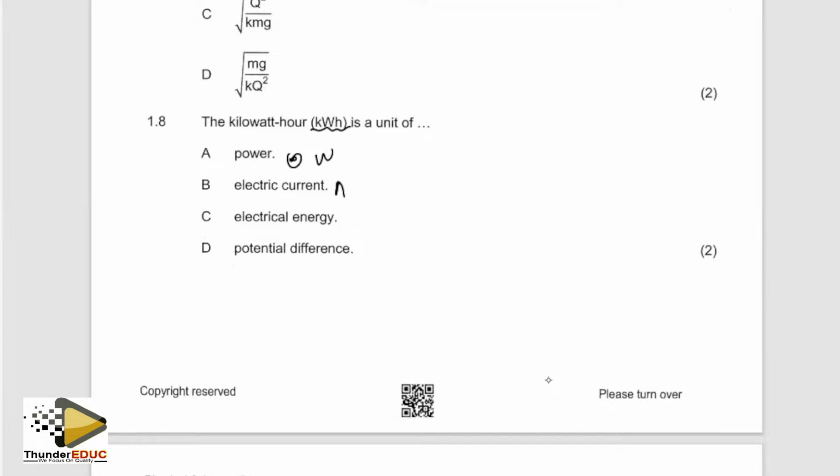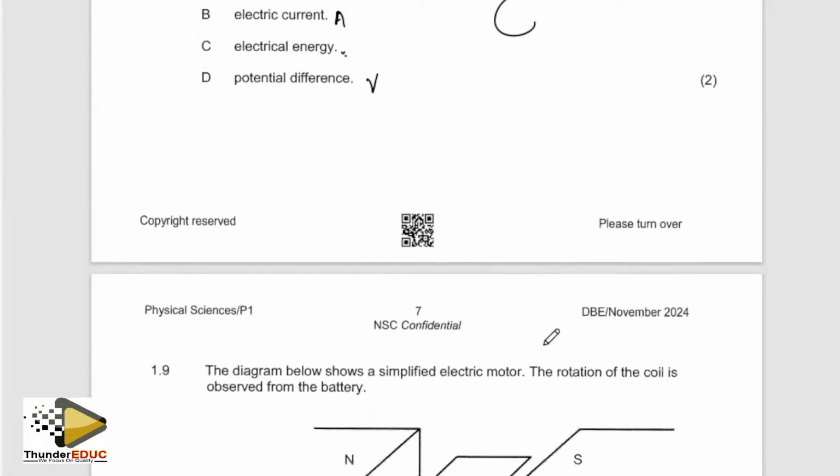Electric current, we use amps. Potential difference, we use volts. And then electrical energy, that's where we use the kilowatt hour. So option C would be the best for 1.8.